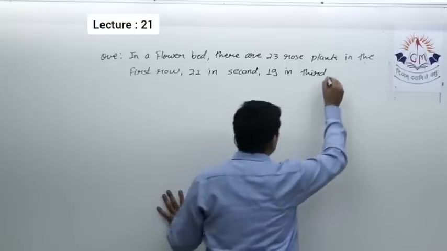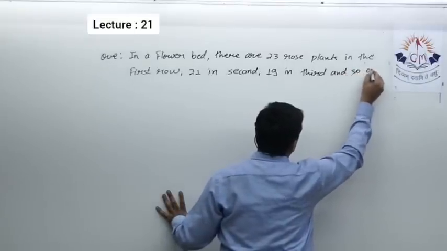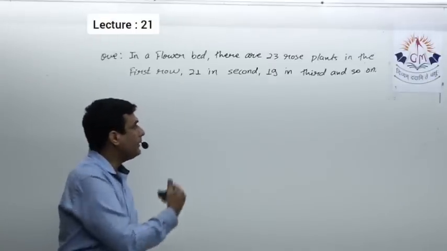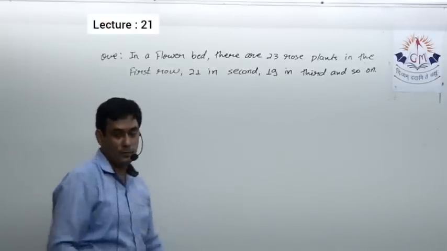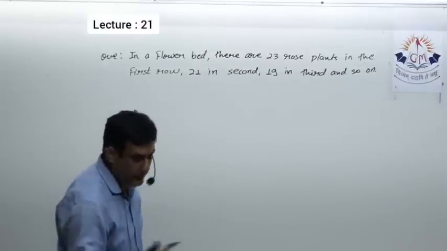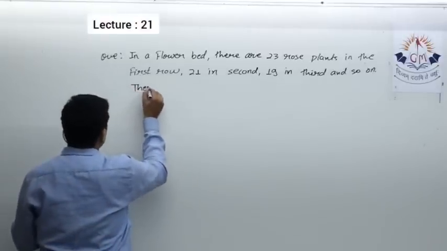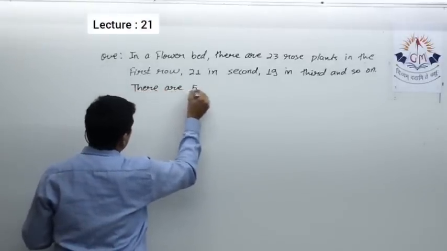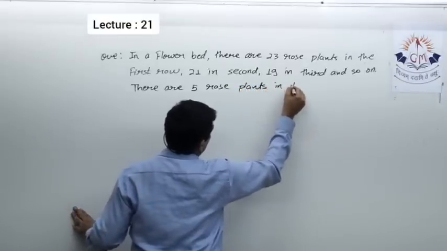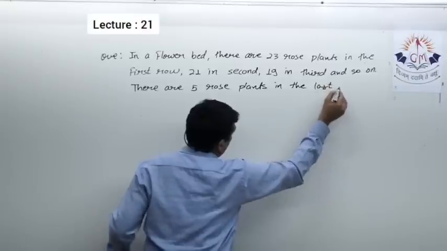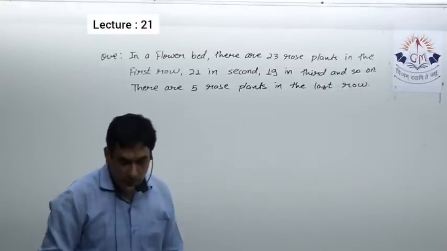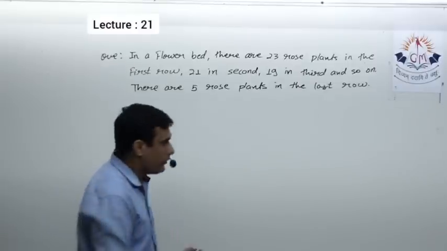And so on. In the similar way, there are rows with rose plants in the decreasing order. Now what we have to find? There are 5 rose plants in the last row. Now what we have to find? How many rows are there in the flower bed?